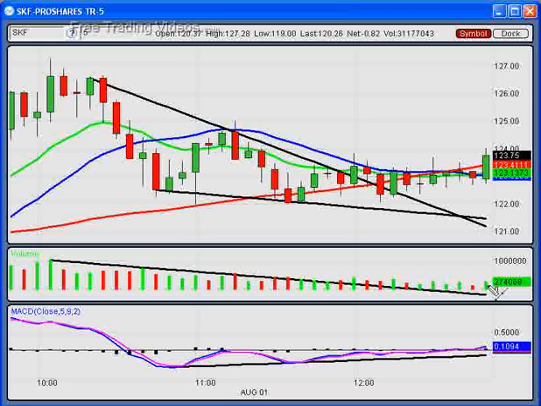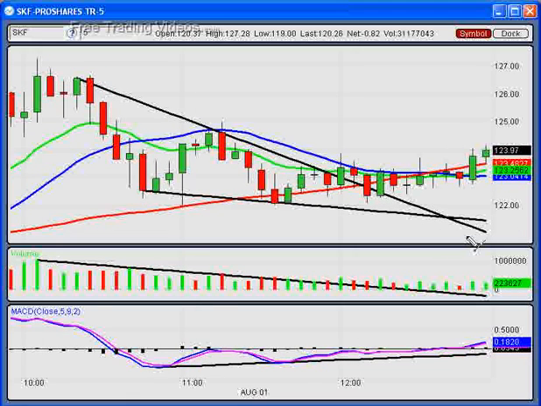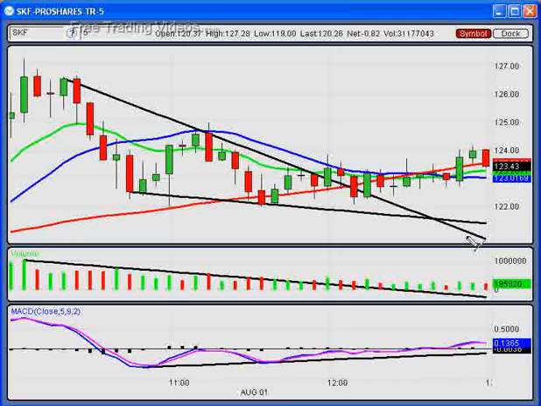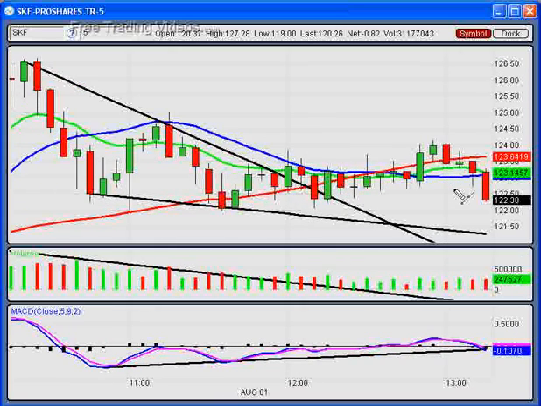There we go, nice volume coming through. We get a little bit of follow through. Oh, not successful. So now I've got this base in here, and my stop comes up to 122.50. I took the entry at 123.20, and my stop is now 122.50, so I have a risk of 70 cents. And right there, I'm taken out of this trade. So I take a loss on this trade.